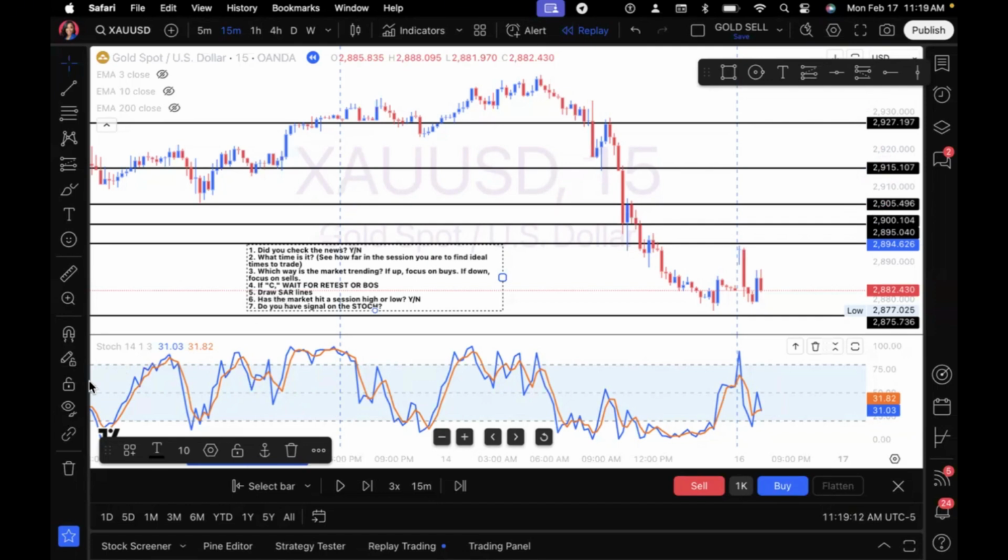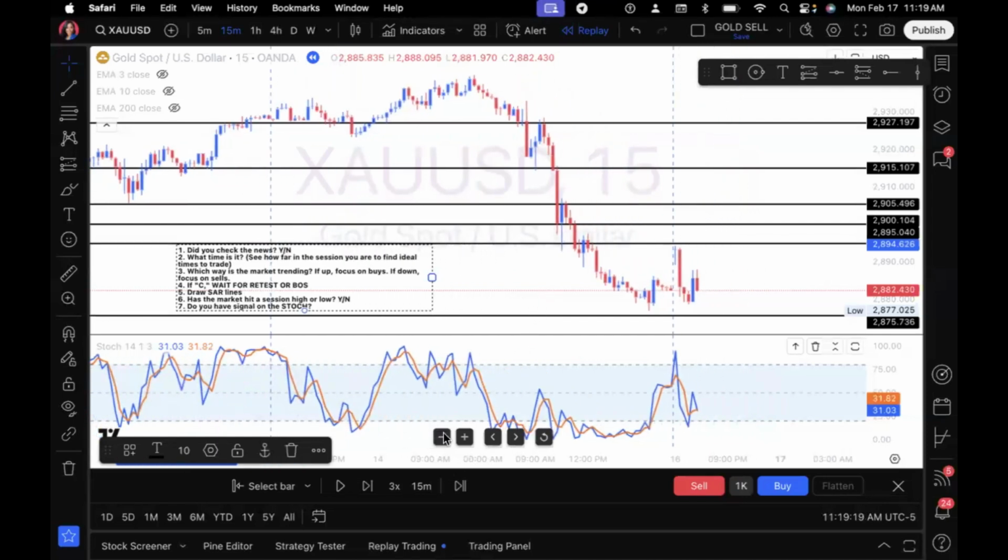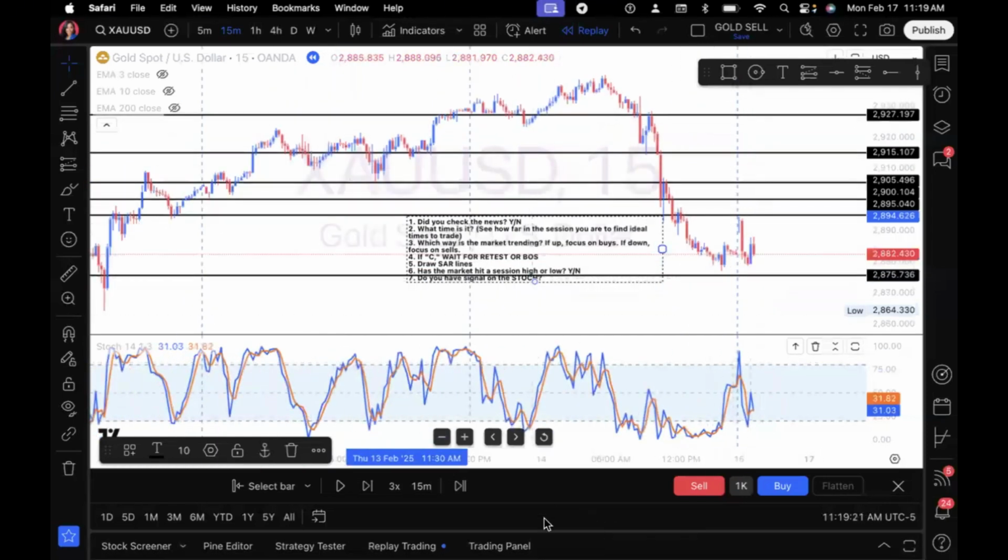Now, another question I asked myself was, has the market hit a session high or session low? It was pretty early in the session to really say if the low had been hit. However, if I was looking at the previous day's low, I can see that it didn't quite get there and price was starting to hover a little bit higher, meaning that in addition to the other confirmations that I see, this was helping me create a bias towards a buy.